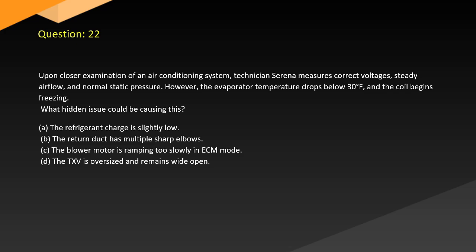Upon closer examination of an air conditioning system, technician Arena measures correct voltages, steady airflow, and normal static pressure. However, the evaporator temperature drops below 30°, and the coil begins freezing. What hidden issue could be causing this?